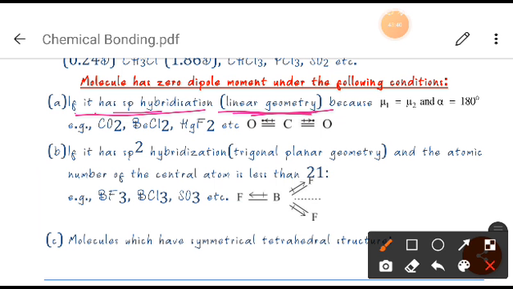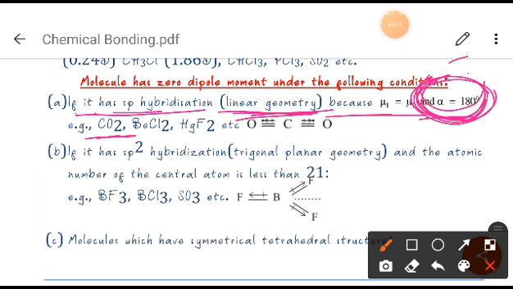So if they are sp hybridized, they will have a linear geometry, because mu1 and mu2 will be equal, and the bond angle will be 180 degrees. Just now we have seen the case of CO2, right? That is because the central atom is bonded with sp hybridization, right?